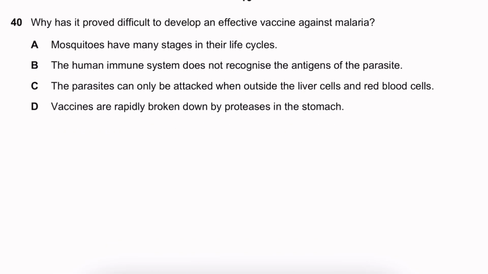Why has it proven difficult to develop an effective vaccine against malaria? We actually have 4 different reasons, but let's read the options. Mosquitoes have many stages in their life cycle. Actually, we're talking here about the pathogen's life cycle. Is it the mosquito's life cycle? No, it's the pathogen's life cycle.